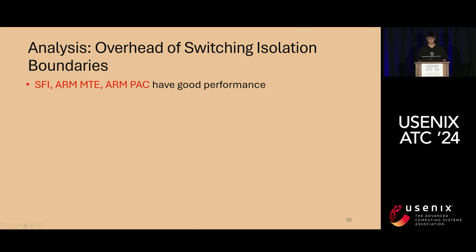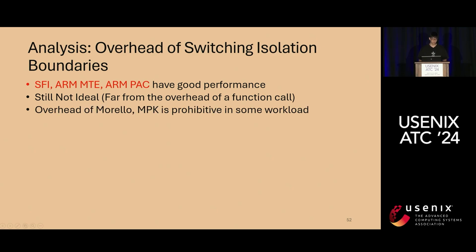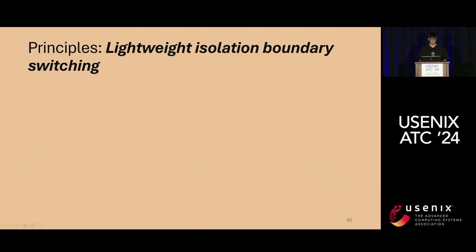From the experiment, although far from ideal, we see that SFI, MT, and PAC all have reasonable performance. However, the overhead of Morello and MPK are higher, which make them unsuitable for some workload. Therefore, a good isolation primitive should have low overhead of domain switching. Otherwise, the performance will suffer.